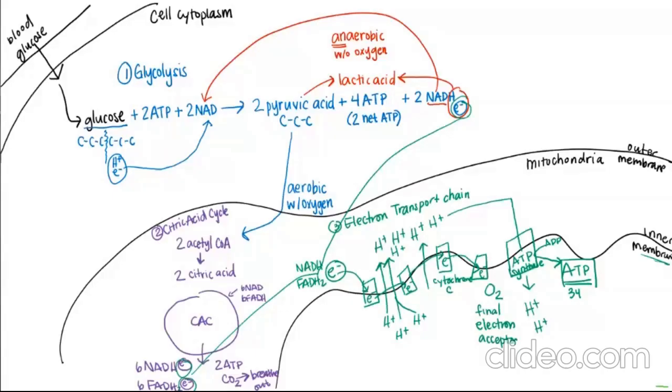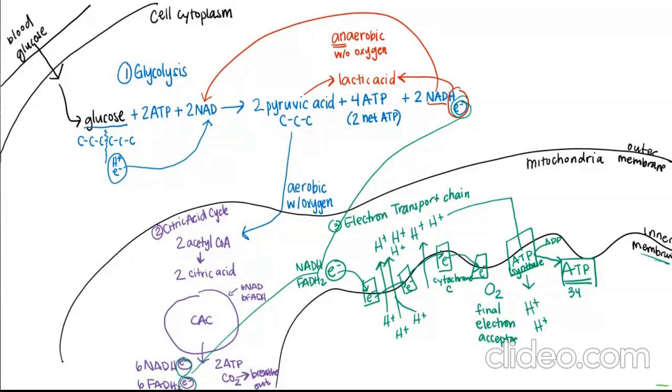And one final thing is the water. Notice here that we have the oxygen, we have protons, we have electrons. What's going to happen is that the oxygen with the electrons are going to combine with the protons and make H2O, or water. So now we've gone through all three steps of cellular respiration.